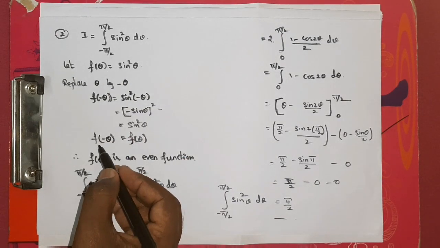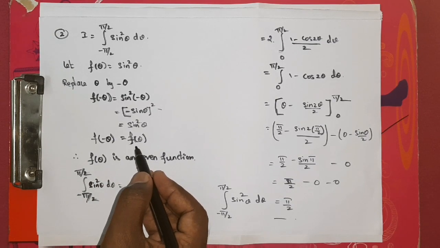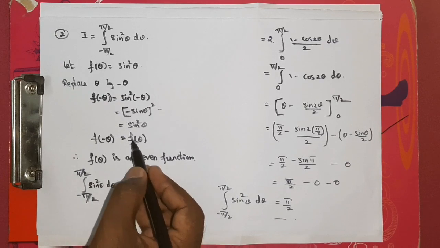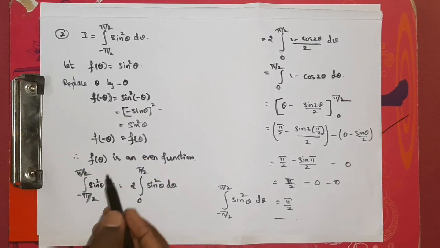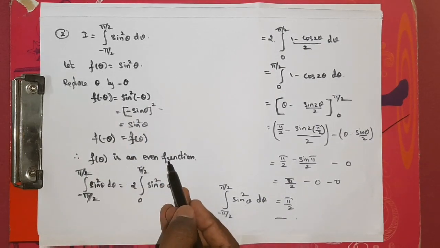So I applied f of minus theta and found that f of minus theta is equal to f of theta. That is the original function. Therefore, it is an even function because we don't have any negative sign in the front. So the given function f of theta is an even function.